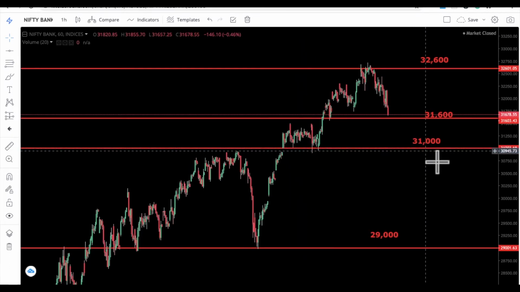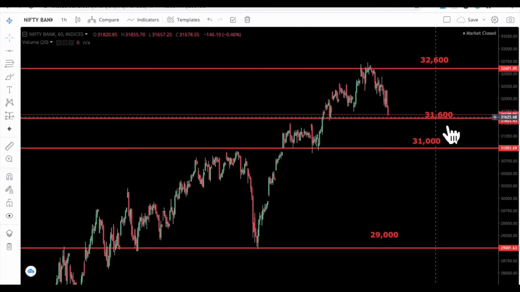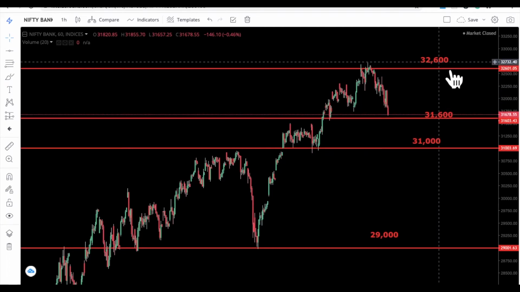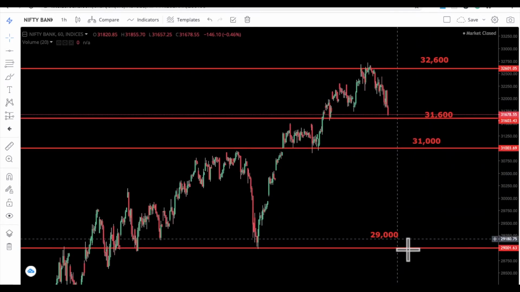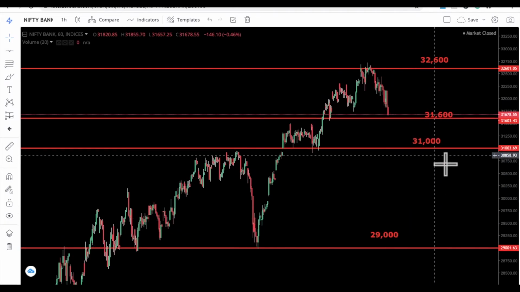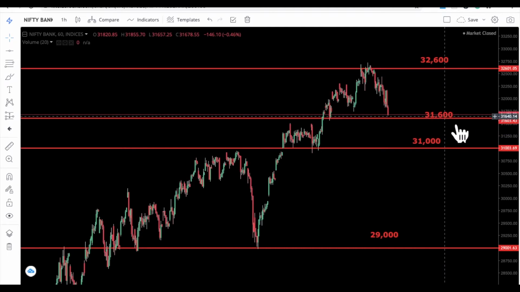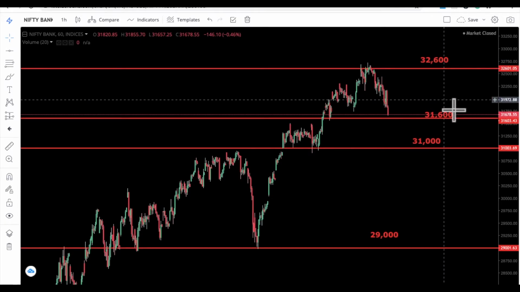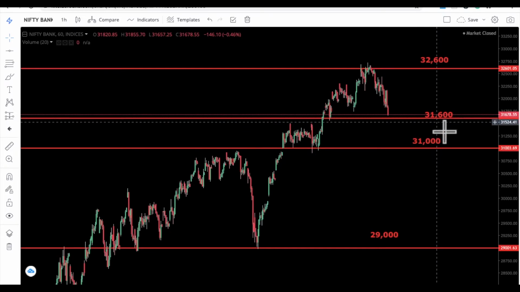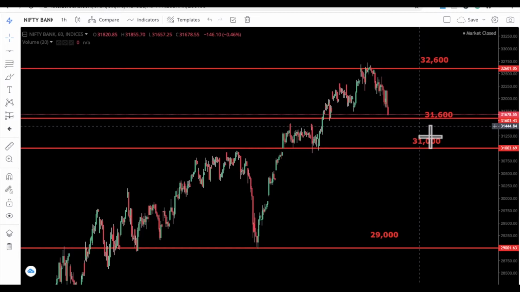Once this level was broken, 31,600 was a strong support level. Once this level was broken, 32,600. The similarity between all of these is that they are round numbers. 29,000, 31,000, 31,600, 32,600. So these levels like 100, 200, that is what we call round numbers, right? These round numbers can act as a strong support or resistance level.